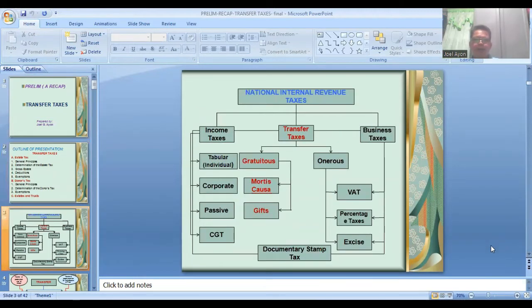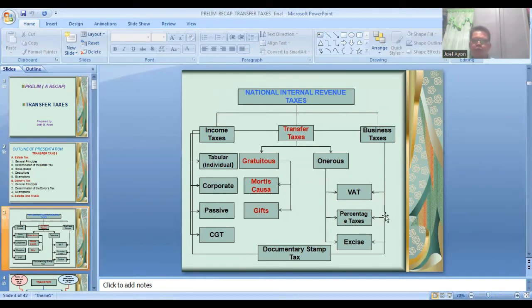All right, so in this slide, as you can see, this is the diagram for the national internal revenue taxes, also known as the national taxes, as different from the local taxes. So this actually is a bird's eye view of the national taxes. We have here the income taxes, transfer taxes, and business taxes. But the focus of my presentation is all about transfer taxes, the gratuitous transfer, mortis causa, and donation or gifts. Because the other topic under the prelim, which is the business taxes, is presented by other reporters.